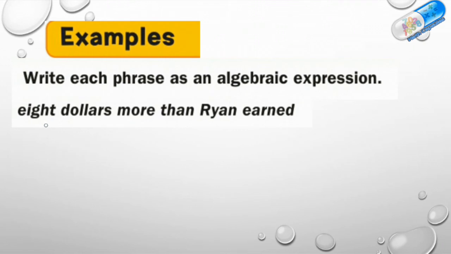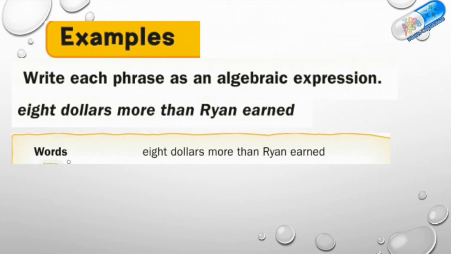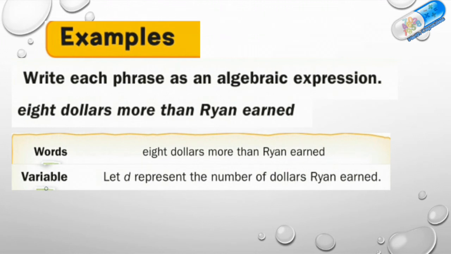The first phrase is $8 more than Ryan earned. Let us write it first. The first step is words. The most important words here are $8 more than Ryan earned as a whole. Second step is we find the variable. So let D represent the number of dollars Ryan earned. Ryan earned a number of dollars, which I don't know, which is the unknown. So I will write it as D.